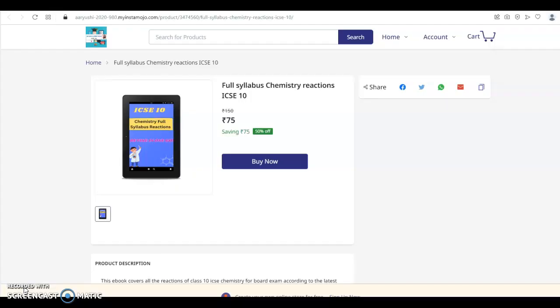Chemistry is nothing without reactions, and you get a lot of questions based on chemical reactions, organic chemistry, laboratory preparation, and distinguishing between two salts that are given.